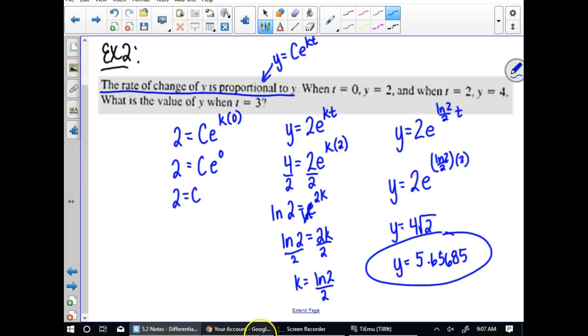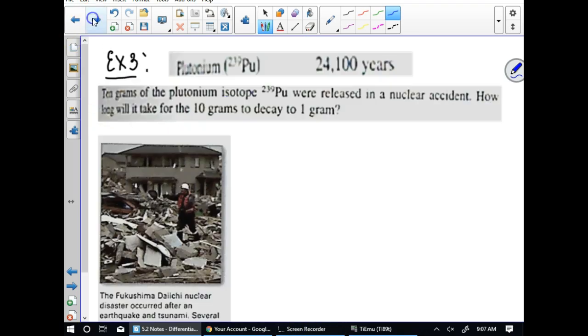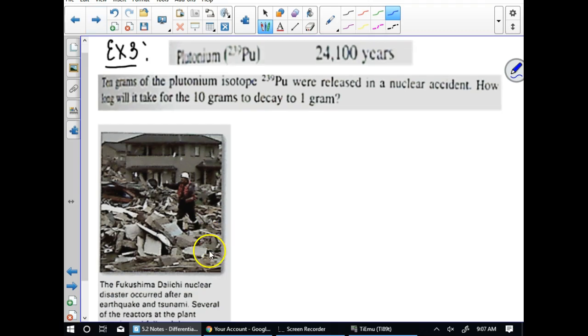Feel better. Okay. Alright, so let's look at one where there's some real application, because exponential growth and decay has a lot of application in real life. This is also from the book. It's example 3 there, and in the book there's a picture there.